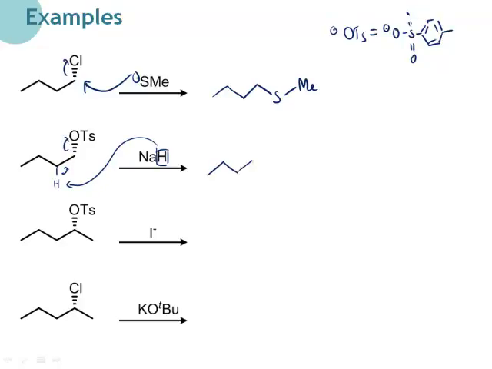And we're going to get a product like this. In the next example, remember iodine is polarizable, it's charged, the conjugate acid pKa is very, very low, so this is our prototypical nucleophile, and we have a secondary tosyl group. So this is going to be a mixture of both SN1 and SN2. Probably the SN2 is going to dominate.